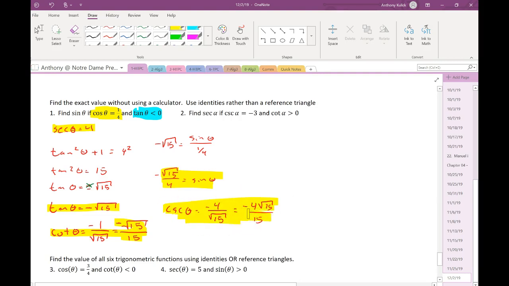So you're going to ask us to do this problem with both reference triangles and identities? You should be able to do it either using a reference triangle or using identities. I'll tell you which one to use, or if I don't, you can use whichever one you feel like. But you should be able to do it both ways.